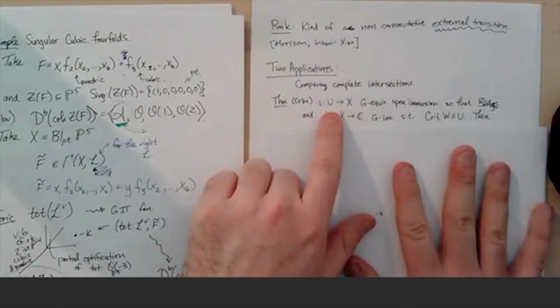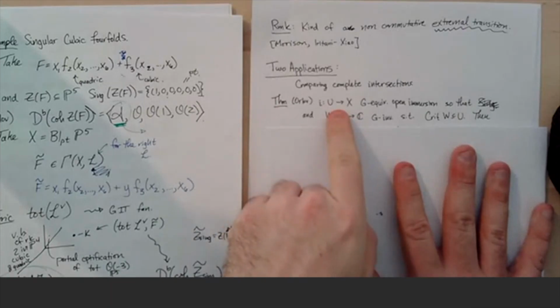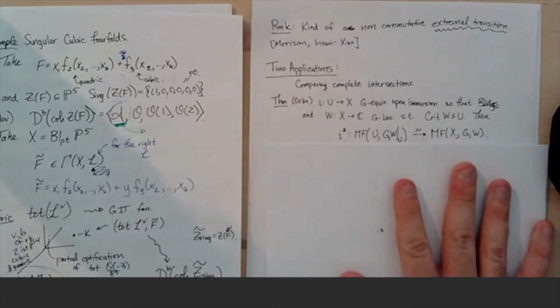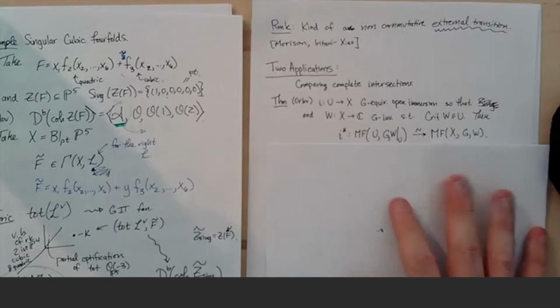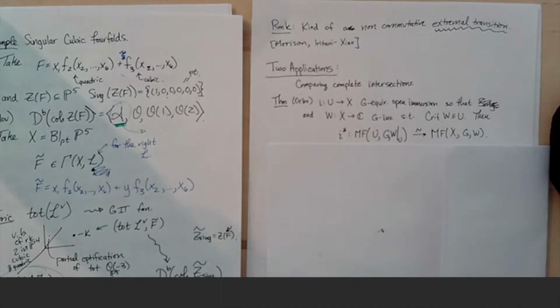You can use the following theorem of Orlov. So Orlov says that if you have some G equivariant open immersion, so that the critical locus of your function is contained in the smaller one, then their matrix factorizations are equivalent. Okay. And this is really useful, especially in the field of constructing mirrors. So there's been a lot of mirror constructions in the literature, and often they don't agree with each other, particularly like Berglund-Hübsch mirror symmetry.